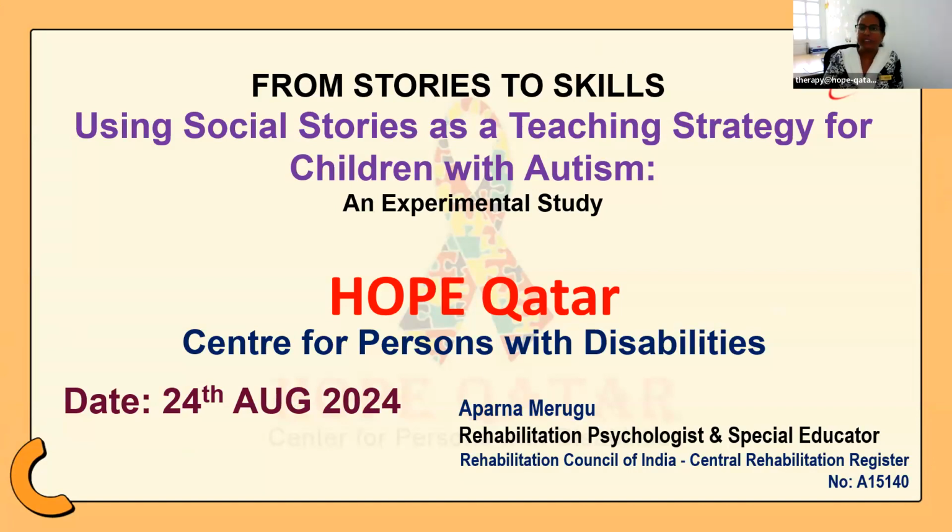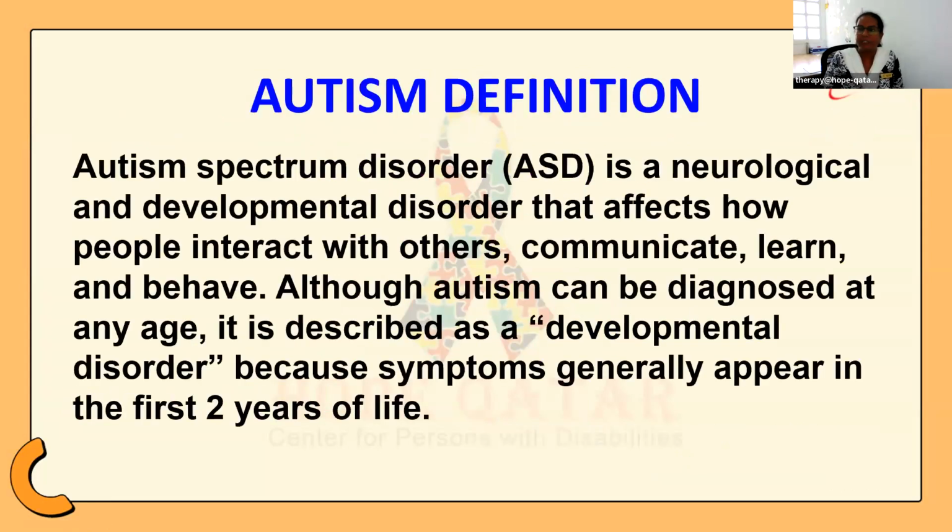Today our topic is from stories to skills, using social stories as a teaching strategy for children with autism. Here we have seen many strategies for handling children with autism. This is one of the effective strategies which we have been using with children. Social stories is an innovative strategy and it has been effective.